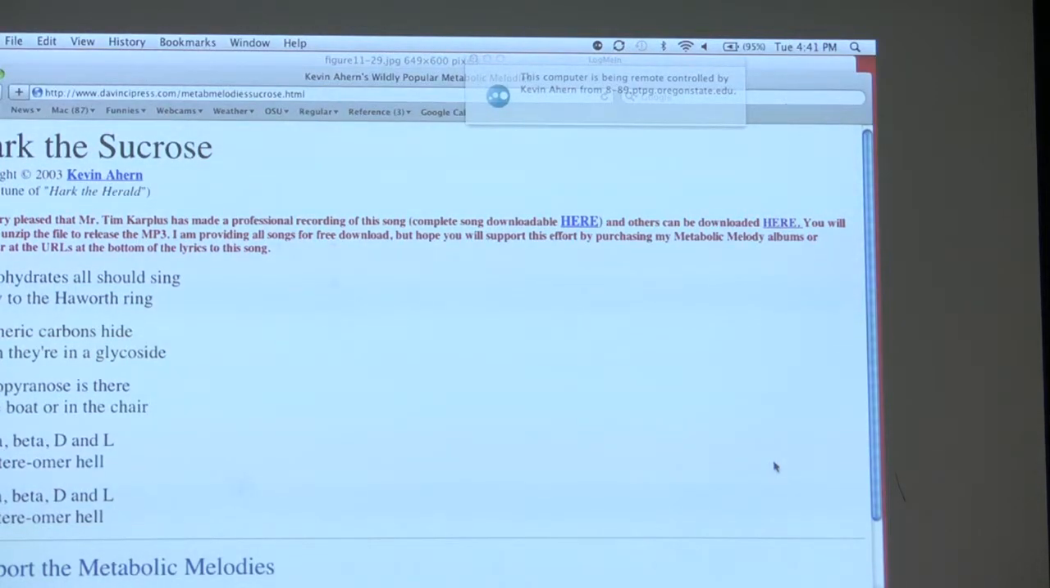In singing that song, it's a good thing I sing the songs because I realized things I didn't say. A Haworth ring, when you make a ring structure, that's called a Haworth ring. The straight chain is called a Fischer structure. So those are two things I should have mentioned. So good thing I brought the song up.